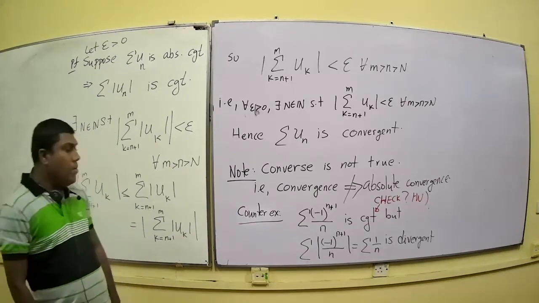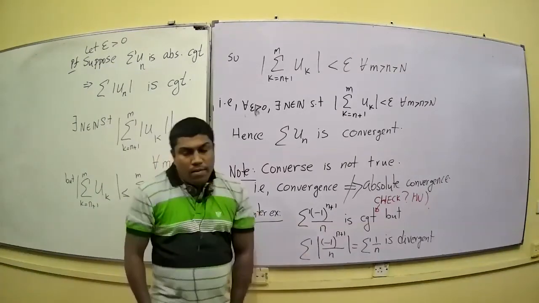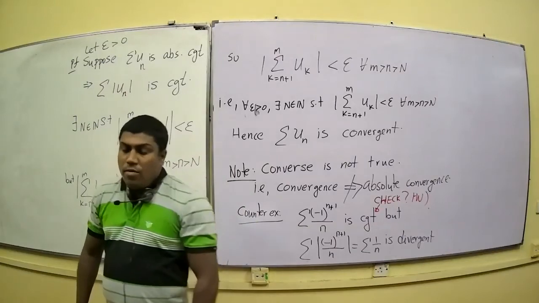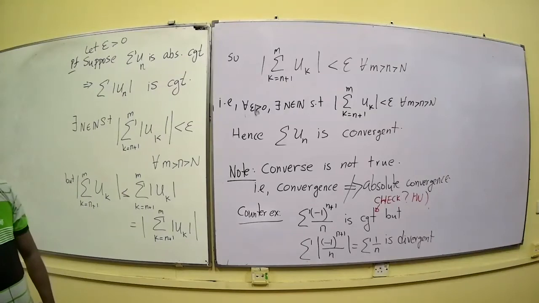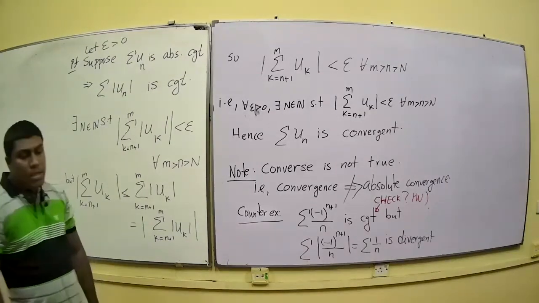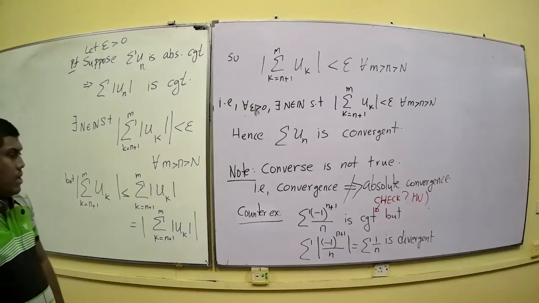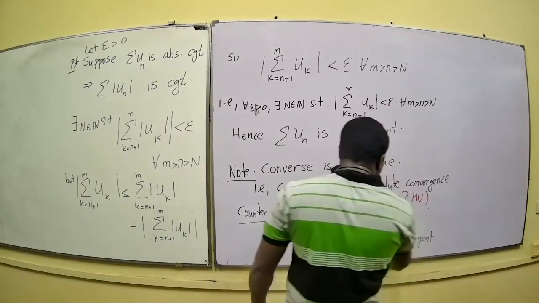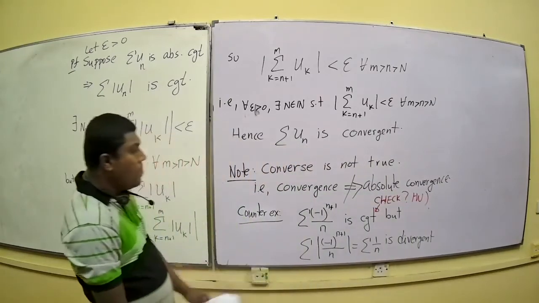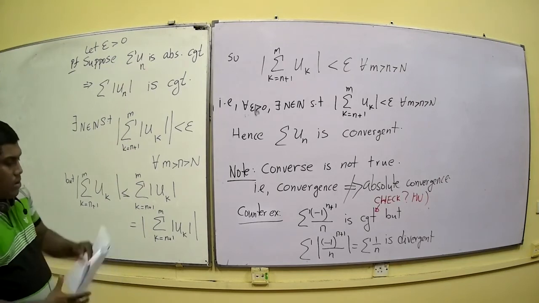Whatever method you already know, try to check the convergence of this series as homework. But when you take the absolute values, the absolute value of minus 1 to the power n plus 1 is always plus 1, and the absolute value of n is n. So that's basically the summation of 1 upon n, and that series is divergent. We did that in the last class, right?